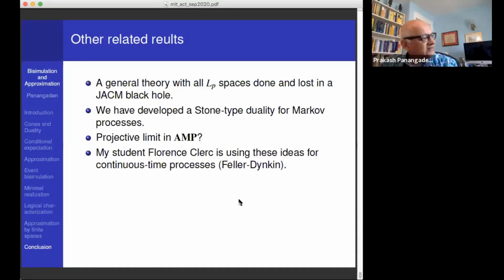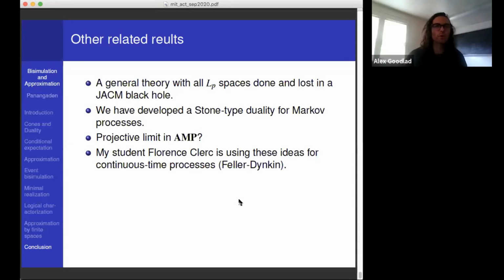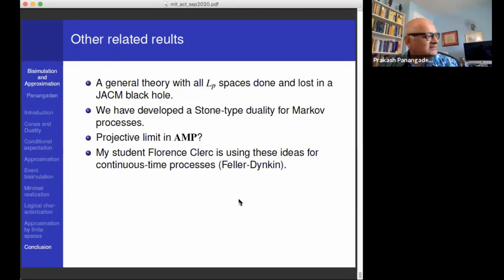The second question, sorry, I've forgotten the second question. What was that? It's whether it has been used in practice.